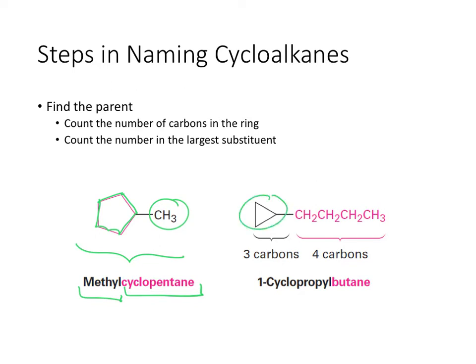Now let's look at this other example. We have a 3-carbon ring here, but then we have a 4-carbon chain. So the chain is actually going to be the parent. So the parent is butane, and then we name the ring as a substituent. So this would be cyclopropyl. Just like with methane becoming methyl when it's a substituent, cyclopropane becomes cyclopropyl when it's a substituent.